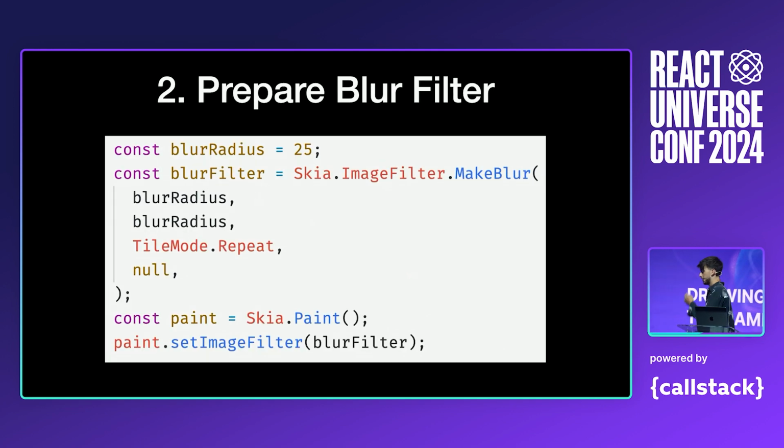Then you do the same thing for the Skia filter. You set it up. In this case, we use a blur radius of 25. It's just JavaScript code again. Blur filter, set it up, create a Skia paint.